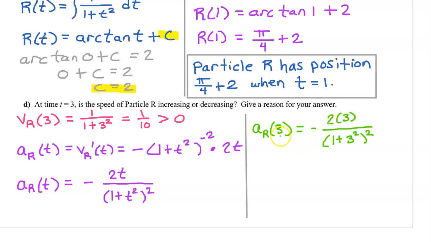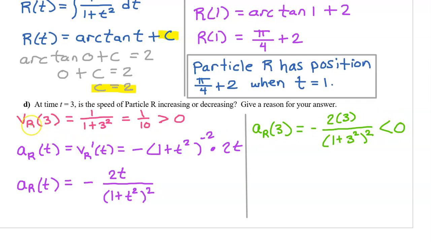So here is an expression for the acceleration at time t equals 3. I've just substituted 3 for these t's. I don't actually need to simplify this. All I care about is whether this is positive or negative. Everything you see here is positive, but then there's a negative sign in front. So I know that overall the value of this expression is negative.